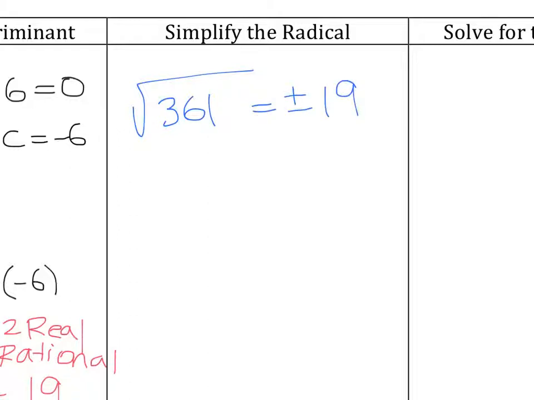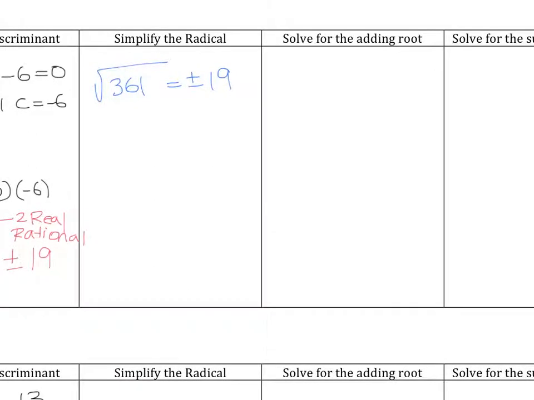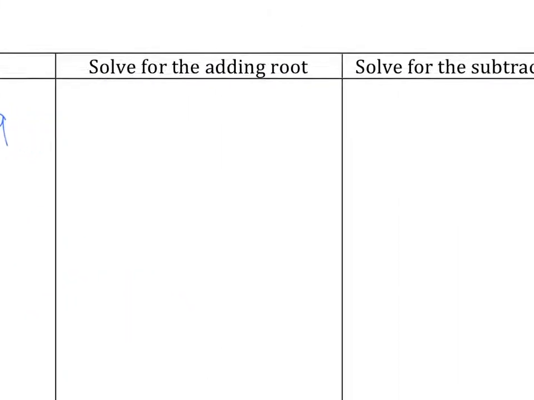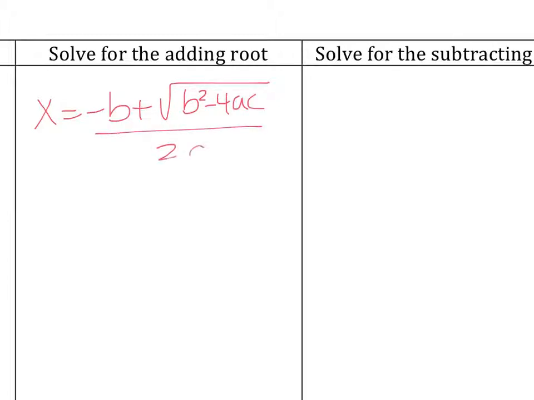Now, the new part in this lesson is to try to use the discriminant to find the solution for my equation. So what you need to do is take your quadratic formula and write the adding root on one side and the subtracting root on the other.